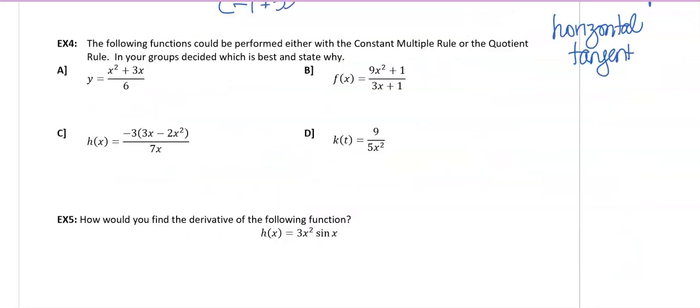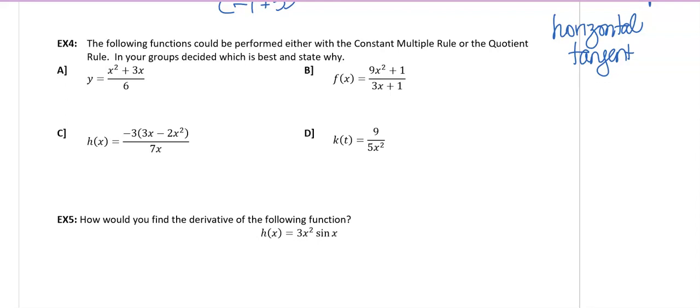All right, with your group members, take a look at example 4 and just discuss how you would solve each one. Is it an easy one where you would use just the constant multiple rule, or would you have to do something more complicated using the quotient rule? And just discuss why you chose the method you would. All right, example 5.